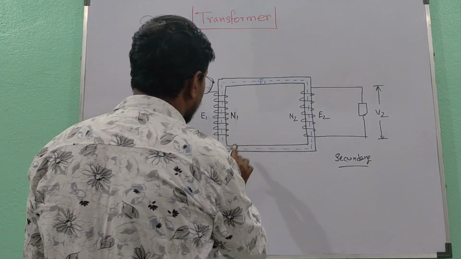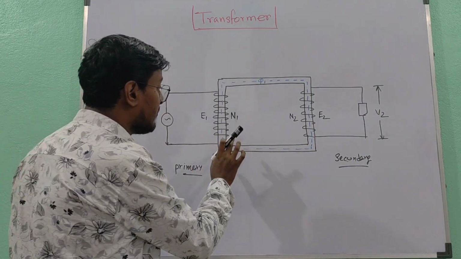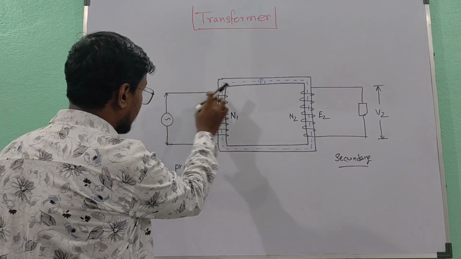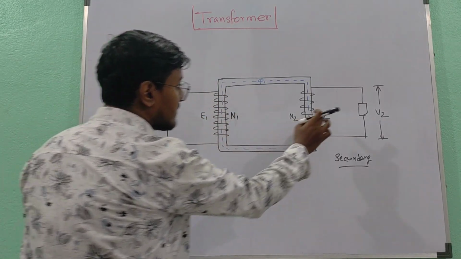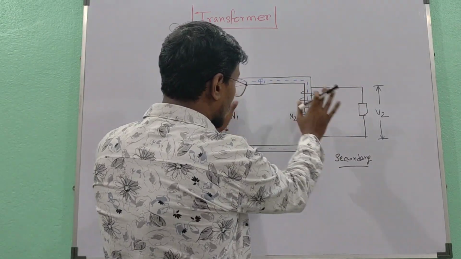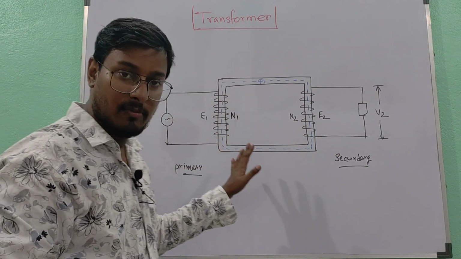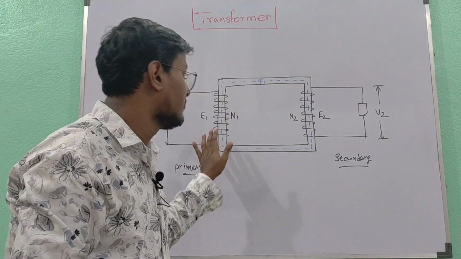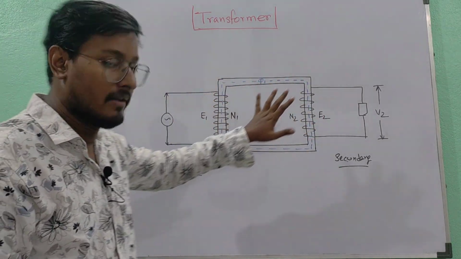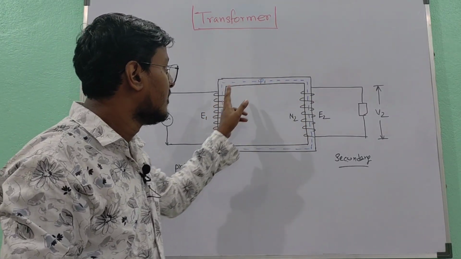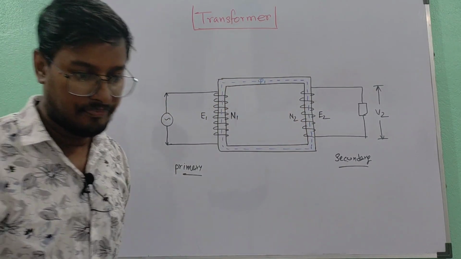One interesting fact is that a transformer doesn't have any electrical link between primary and secondary. As you see, this is connected to the primary circuit and this is connected to the secondary circuit, and there is no electrical link but there is a magnetic link in between primary and secondary. So there is a magnetically coupled circuit between primary and secondary. For example, this is the flux which is coupled by both primary and secondary circuit.